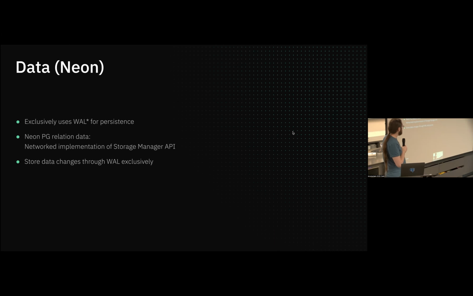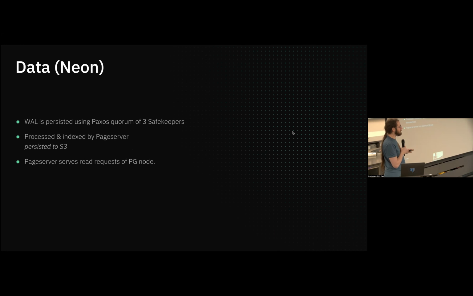We replaced the storage manager so that we can get our pages from our page server, and we store all data changes, as mentioned, through WAL exclusively. We send our WAL to 3 safekeepers. They essentially behave as if they were 3 Postgres replicas, except they don't actually serve queries and they don't store any data other than the change log, using a Paxos quorum of 3.